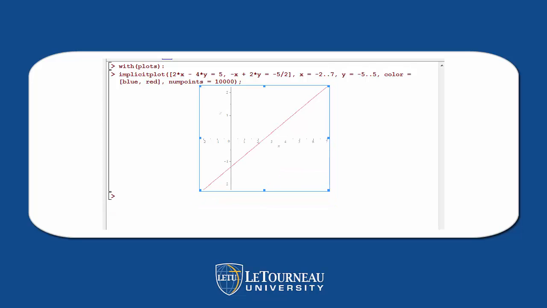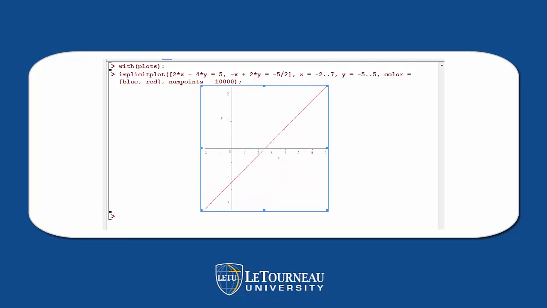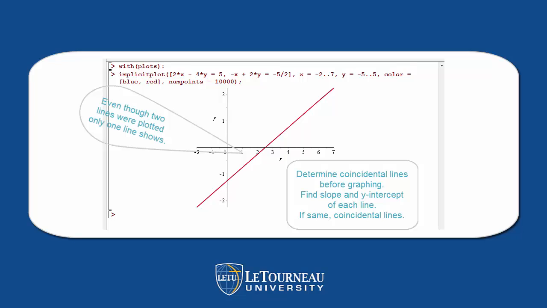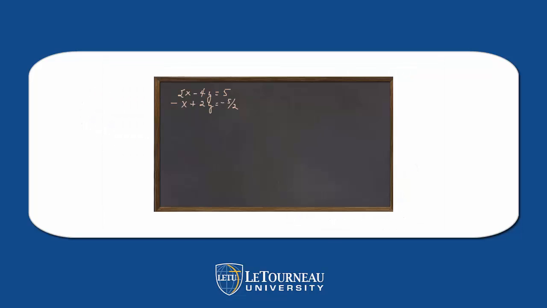So let's look at some hints that are going to come up here. Even though two lines were plotted, only one shows. To determine coincidental lines before graphing, find the slope and y-intercept. If they're the same, you basically have the same line. Let's work out an example by hand. Let's use those and see what happens if you're working them by hand.